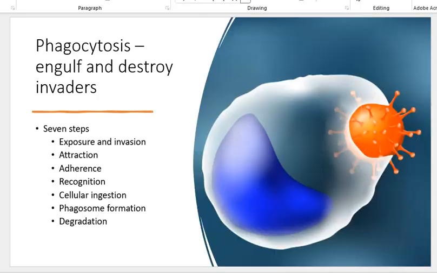Next, we have phagocytosis. There are 7 steps to this. This is discussed on page 324, figure 16.8. It goes over each of these steps. So the first step, phagocytes are attracted to the site of infection or injury by chemical signals. This guides them towards the pathogen. Next, the phagocyte binds to the pathogen using receptors like the toll-like receptors.